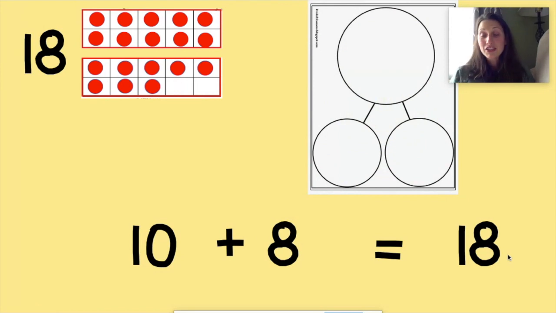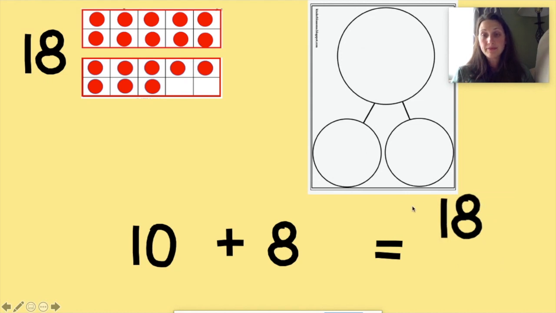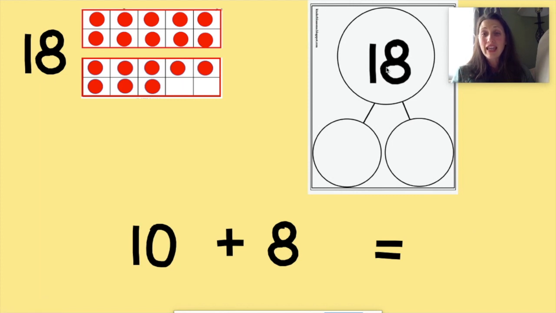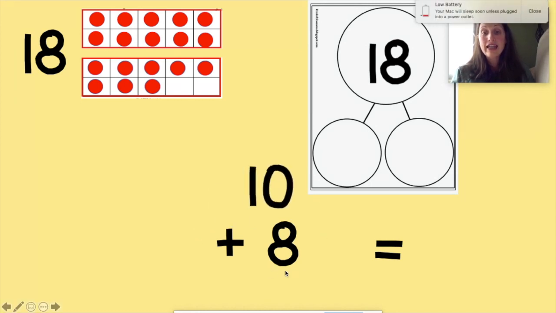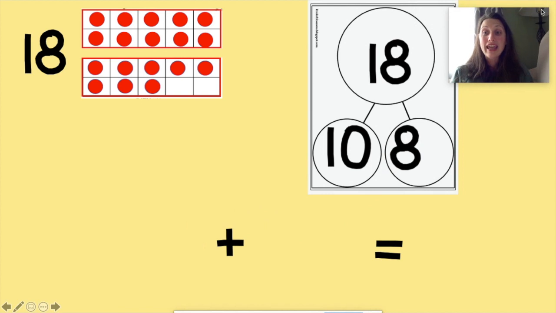The number bond has 3 circles. It has a whole number and 2 parts. At the top goes our big number, our number of the day. And what is our number of the day? 18. Good. Down at the bottom are the 2 parts, the 2 smaller numbers that make 18. So we used 10 and 8 to make 18. 10 and 8 is equal to 18.